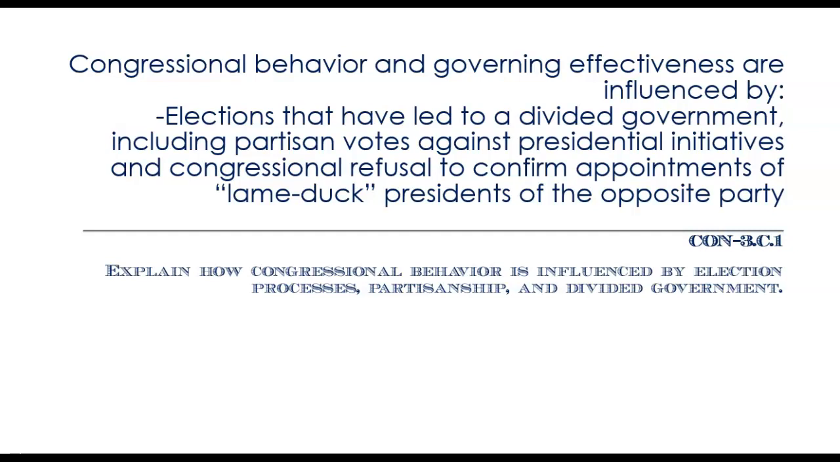Getting pretty close here. We're going to talk next about congressional behavior and governing effectiveness as influenced by elections that have led to divided government, including partisan votes against presidential initiatives and congressional refusal to confirm appointments of lame duck presidents of the opposite party. And a lame duck president, if you don't know, is basically this: the election happens in November. If you get a president that loses and he knows he's on his way out, between November and January when the new president takes over, he lost, so he's just not going to really do much of his job. He's just going to kind of be in office and not trying to help the other party at all. So we're going to talk about that.